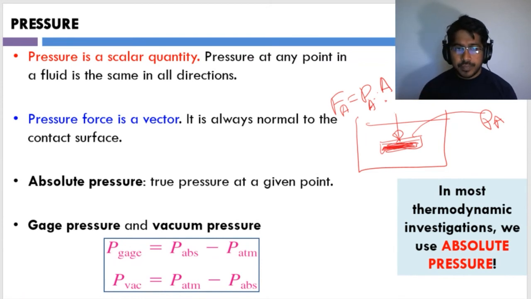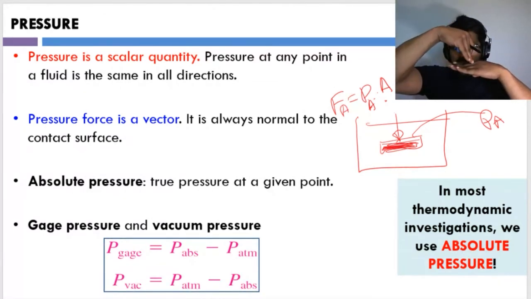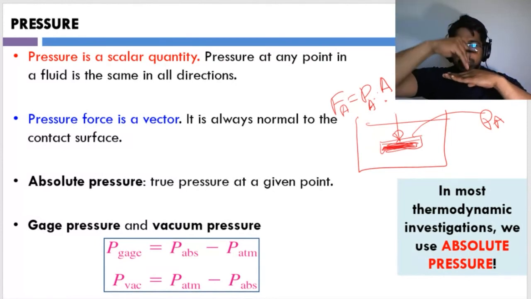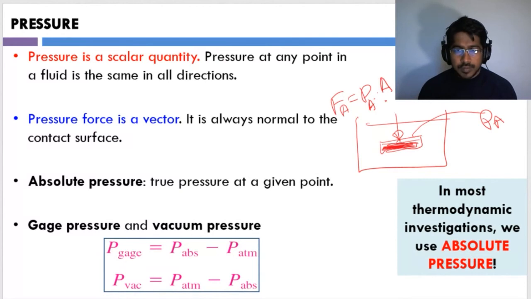It's a vector, right? And the other important thing is the pressure force is always normal to the contact surface. So if the submerged surface is this one, and I want to find the pressure force acting upon it, it is always normal to it, perpendicular to this contact surface, right?